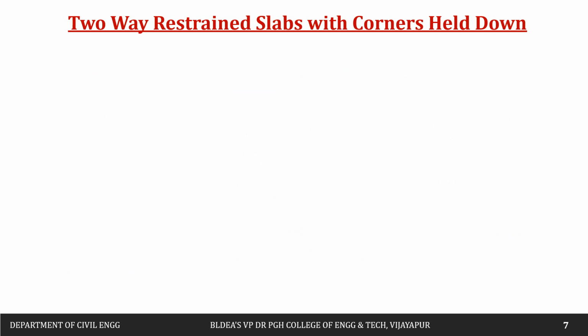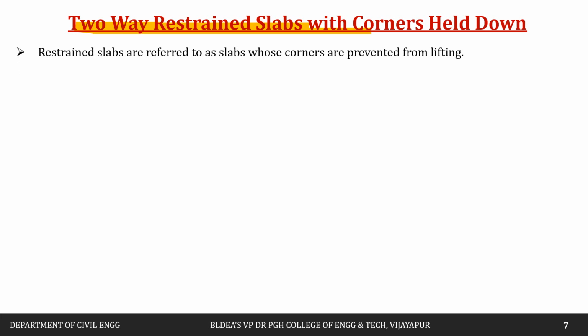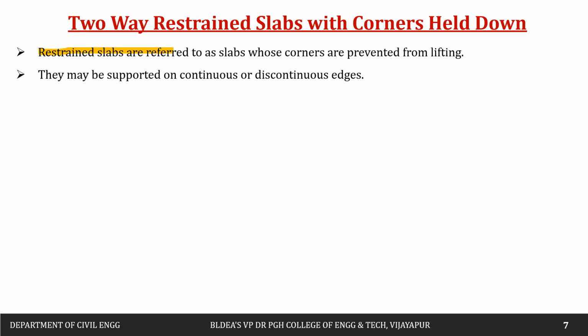Then next is the two-way restrained slab. Previously what we had seen, they were not restrained. They were free to get lifted up at the supports. Now if you are going to have two-way restrained slabs with corners held down, these are the conditions we have to follow. Restrained slabs are referred to as slabs whose corners are prevented from lifting. If you are going to restrain it from lifting, these clauses can be applied.